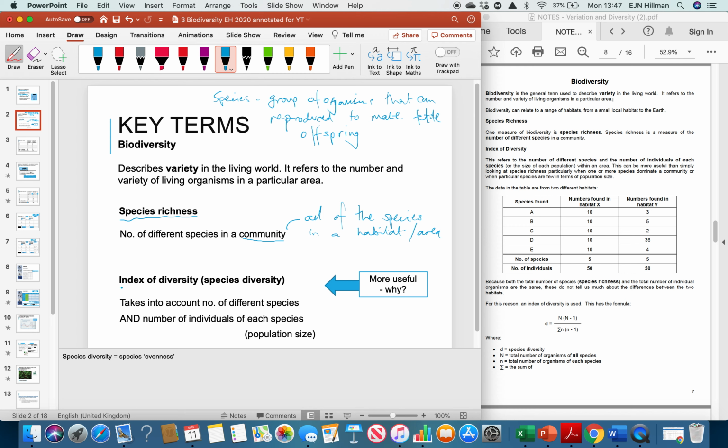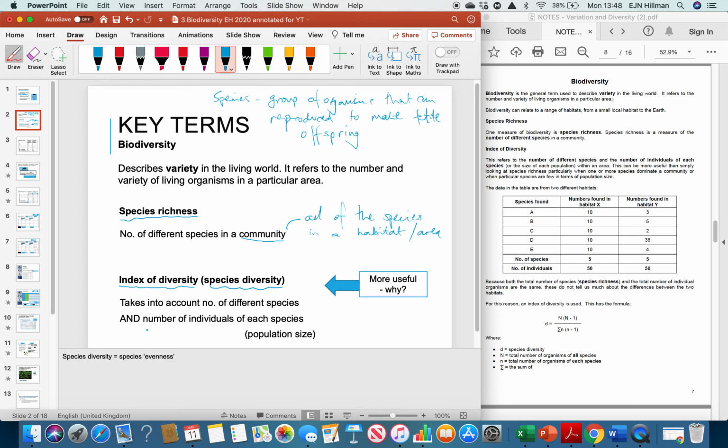The index of diversity takes into account the number of individuals of each species, and therefore is considered more useful. So the index of diversity, or the species diversity, includes the species richness, so it's the number of different species, but also includes the number of individuals of each species. So it gives you an idea of the evenness of the number of species. And that's useful. Okay?